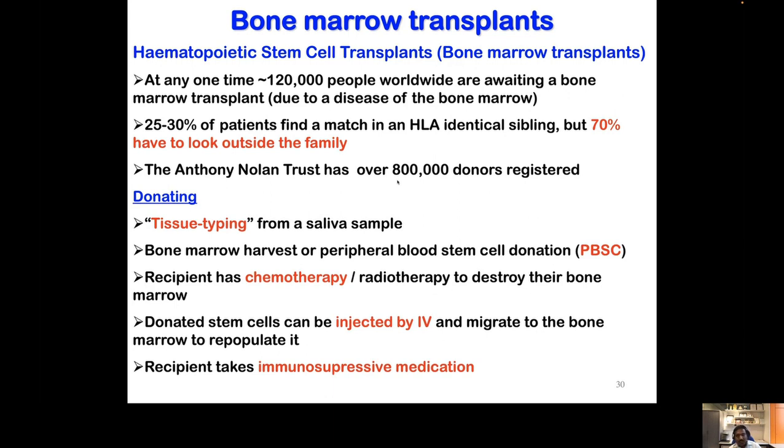For example, a recipient who has chemotherapy or radiotherapy, because those destroy their bone marrow and they need it. Donated stem cells can be injected by IV and will migrate into the bone marrow to repopulate and produce blood cells. Recipients should take immunosuppressant medication as well in order to avoid rejection of the bone marrow. That's really important. At the same time, people who are already taking immunosuppressive drugs will also have reduced blood stem cells, so they may need transplantation as well. So it's really important.